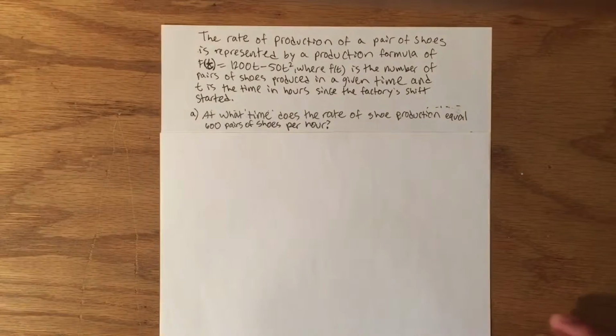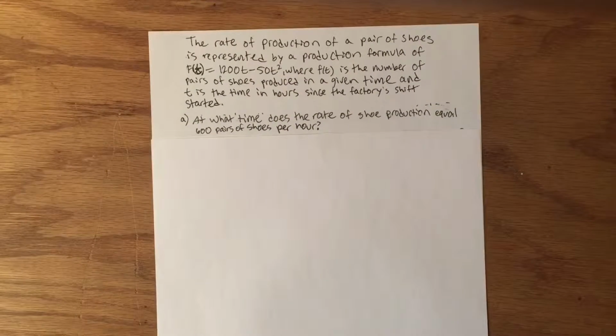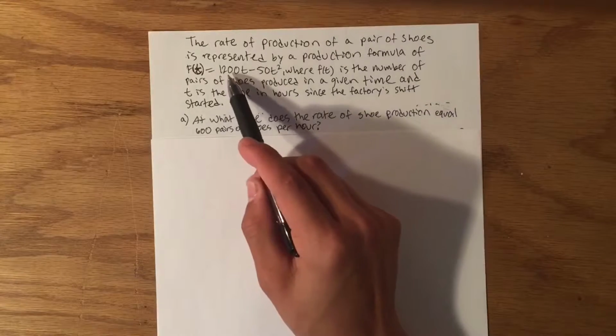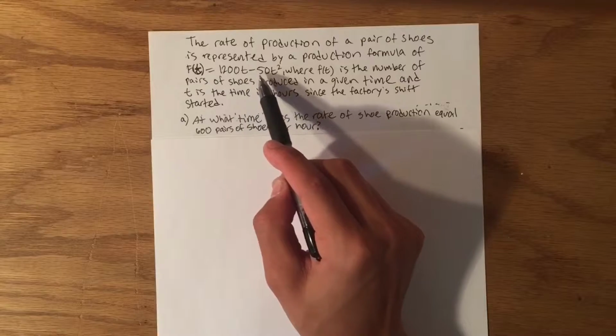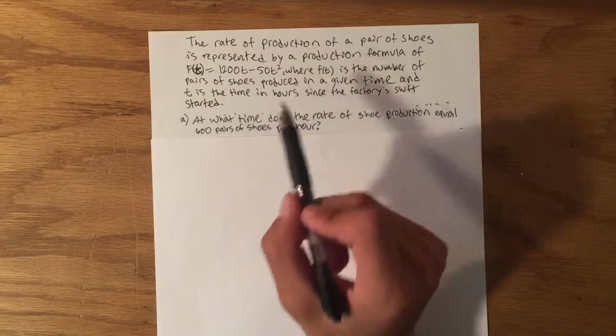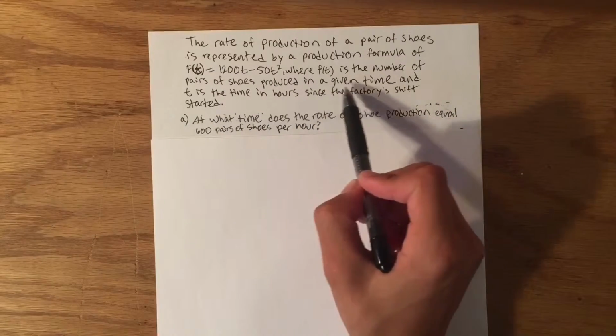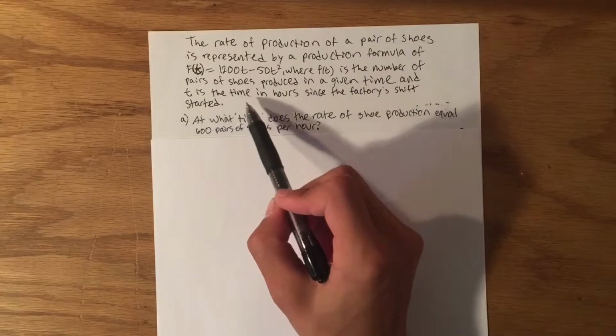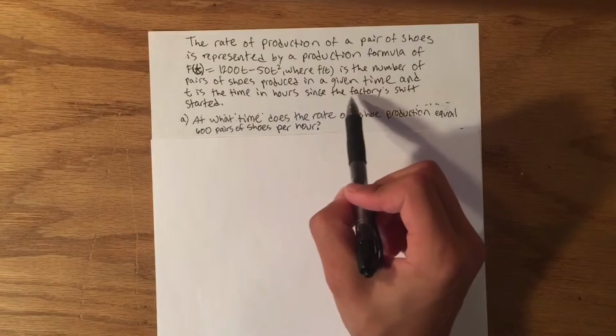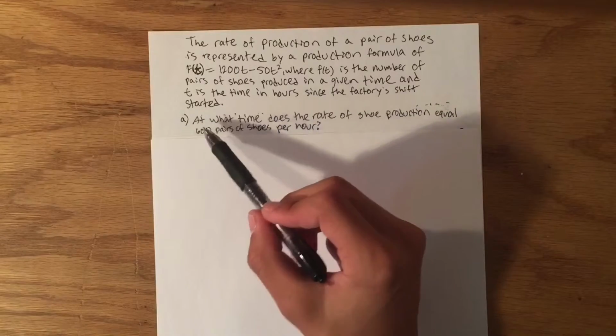So our first problem here says, the rate of production of a pair of shoes is represented by a production formula of f of t equals 1200t minus 50t squared, where f of t is the number of pairs of shoes produced in a given time, and t is the time in hours since the factory shift started.